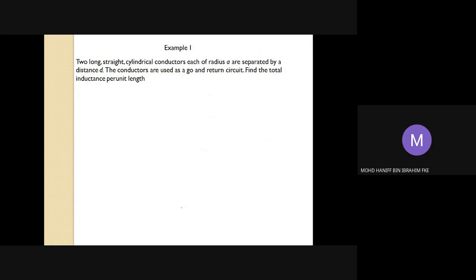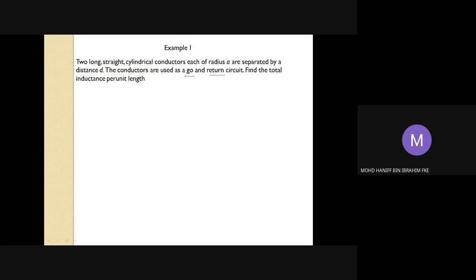Okay, so let's have example number 1. Any question before we proceed with example number 1 on the inductance so far? No? Okay. For example number 1, we have two long straight cylindrical conductors, each of radius A, separated by a distance of D. The conductors are used as a go and return circuit. It means that both conductors have different directions of current. The question is to find the total inductance per unit length.